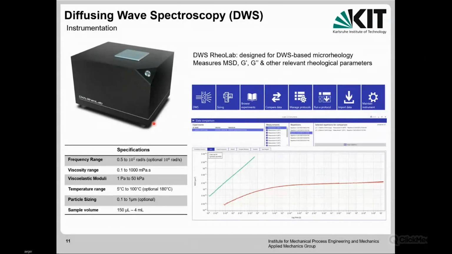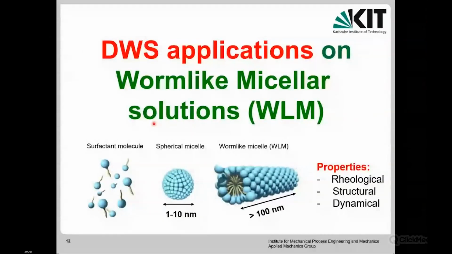So this was the first part, the introduction part. Now I will give you an overview of different applications we made using this DWS technique. The first one was dealing with worm-like micellar solutions. This is a worm-like micelle. Basically, it's composed of aggregates of single surfactant molecules. So there are long chains, filaments. The length can be up to micrometers. The diameter of these micelles is between 1 and 10 nanometers. And you will see that using DWS, we provide rheological information, structural information, and also dynamic information for this type of materials.